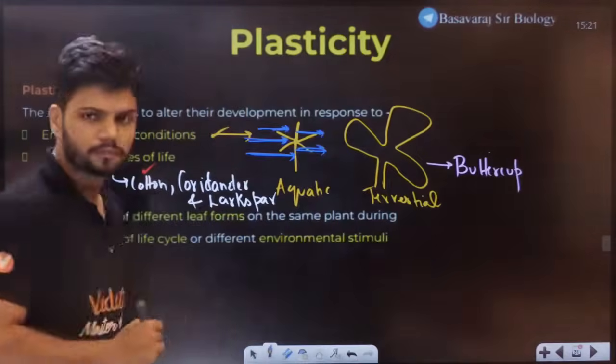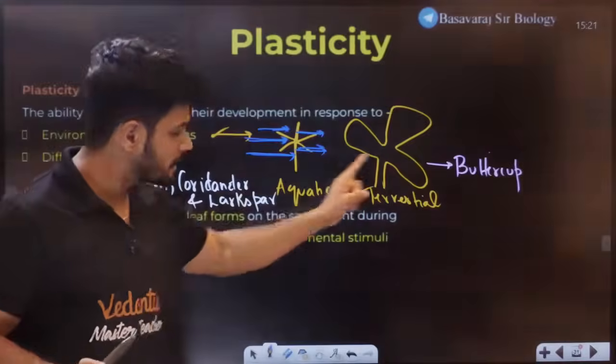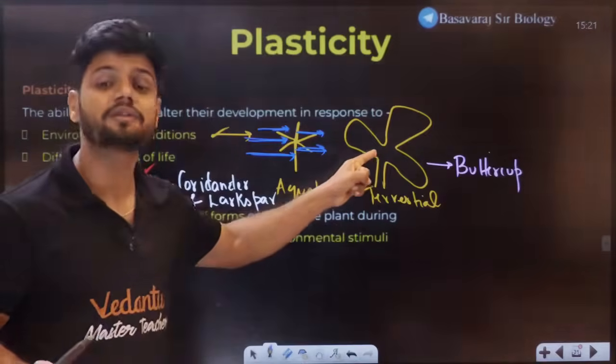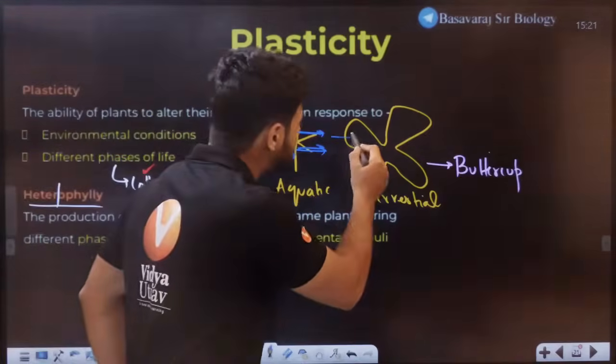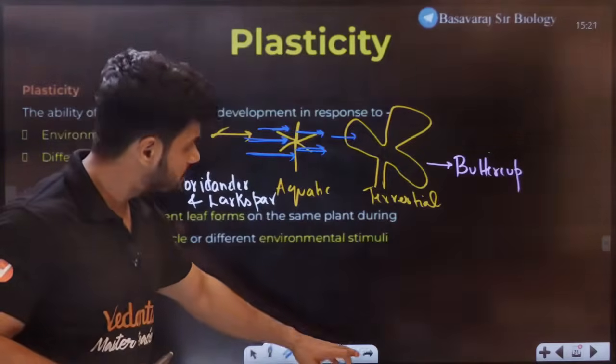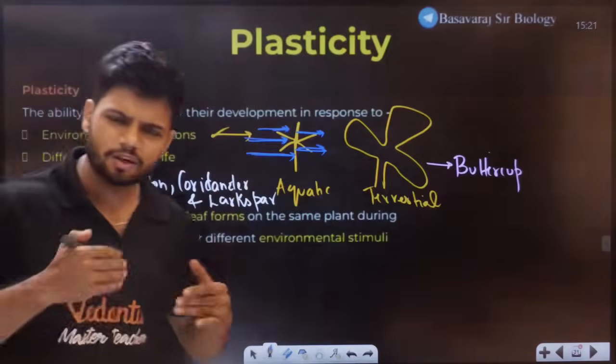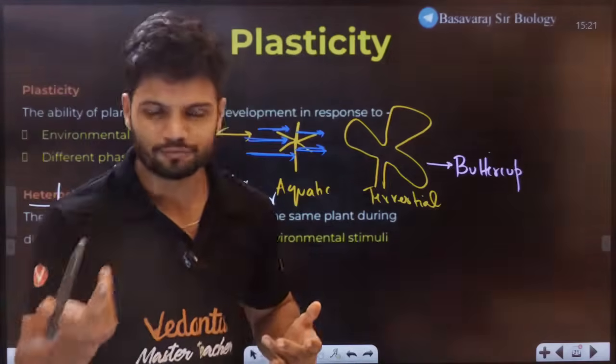Movement of water will be there. Now you only imagine, if this plant, buttercup, in aquatic condition had large leaves, then what would happen? There would be a lot of resistance, right? There would be a lot of resistance. So we don't need resistance in water condition. So very tiny leaves. This can also be called an adaptation, which all of you know.